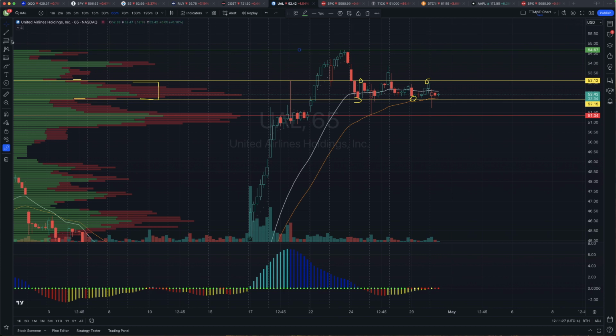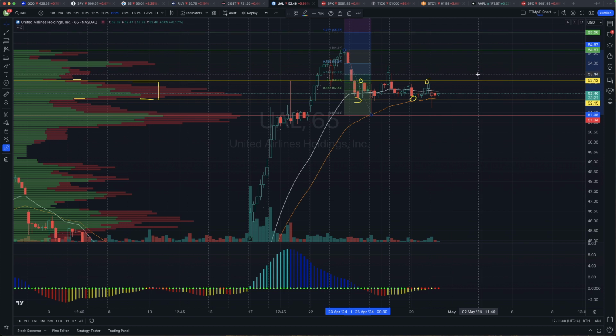And then finally, I'm going to use this fib tool. And I'm going to draw from the high to the low. And then I'm going to draw a secondary target at the 1272 extension. Okay? And I'm going to make both of those green.